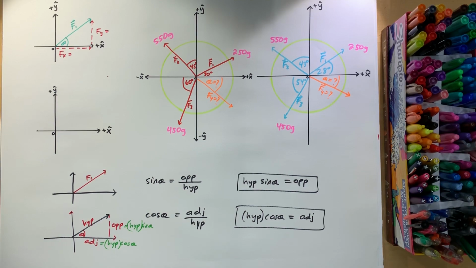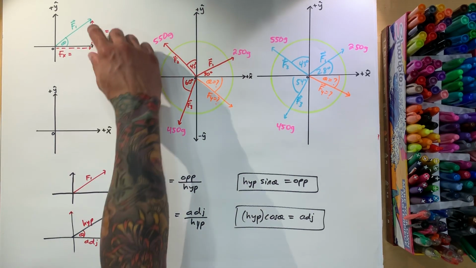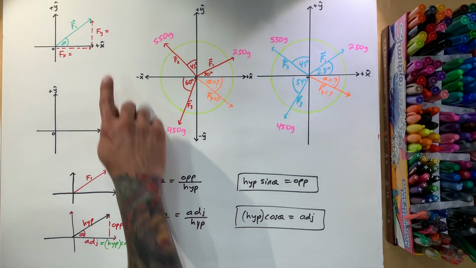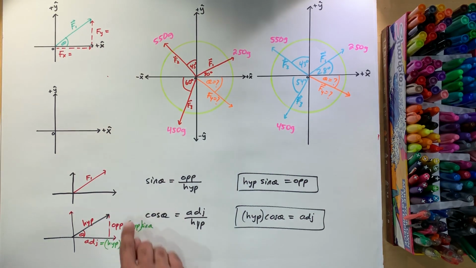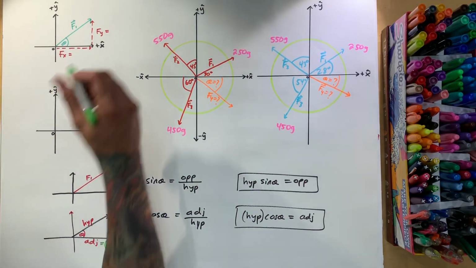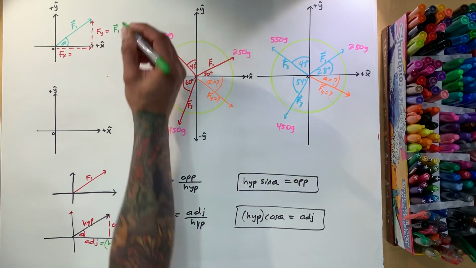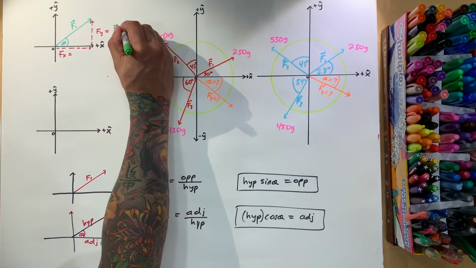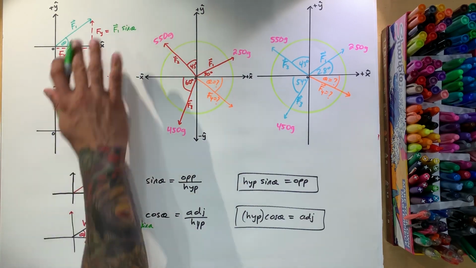Perfect. So just how I want to represent my Fy, which is this side right here, that's equal to my opposite side. And so here I'm going to write hypotenuse times sine of theta. Here I'm going to write hypotenuse, which is F1. Okay, so I'm going to write F1. That's the hypotenuse. And then I'm going to write sine theta, right? So sine theta, that's done.